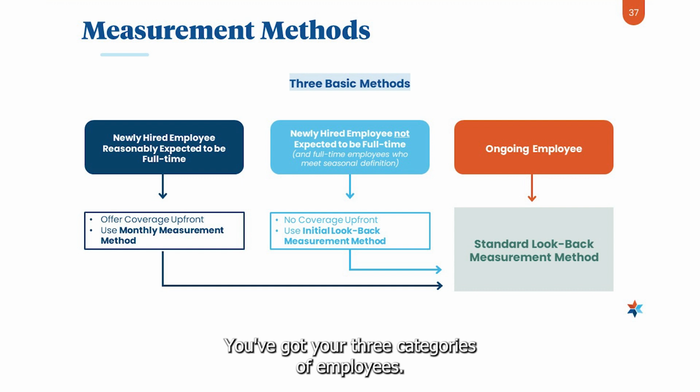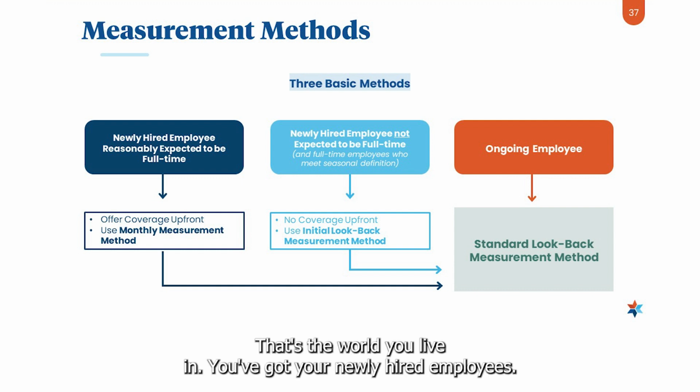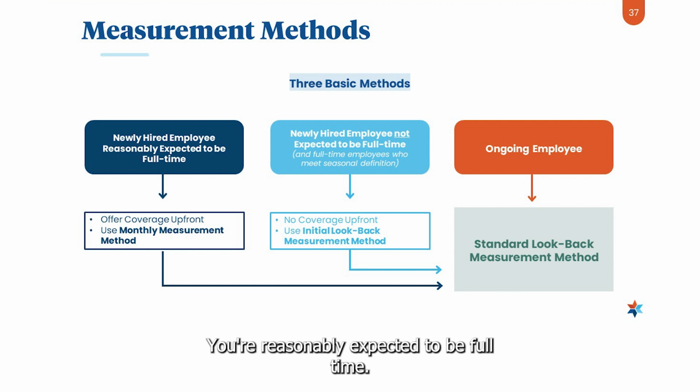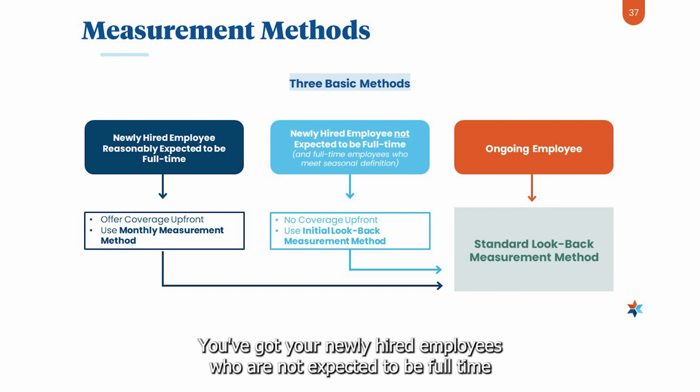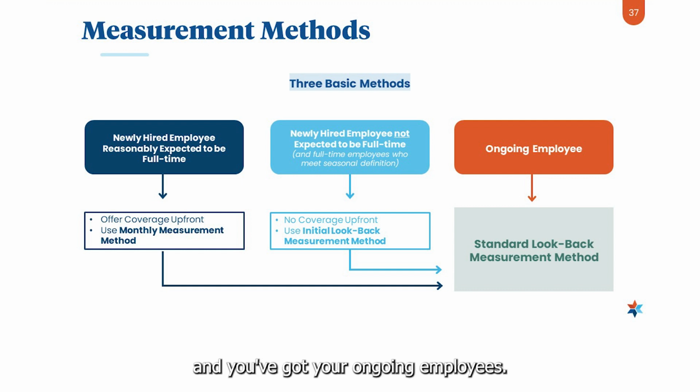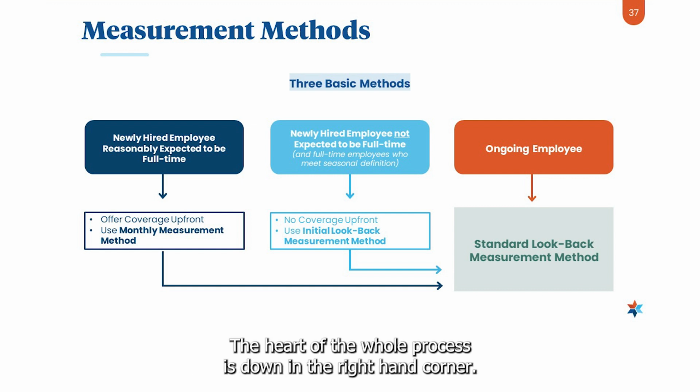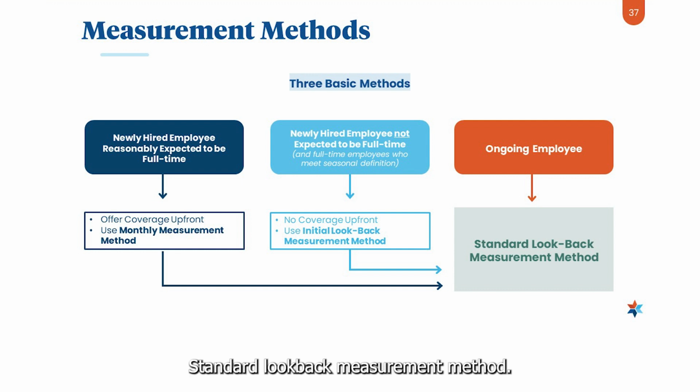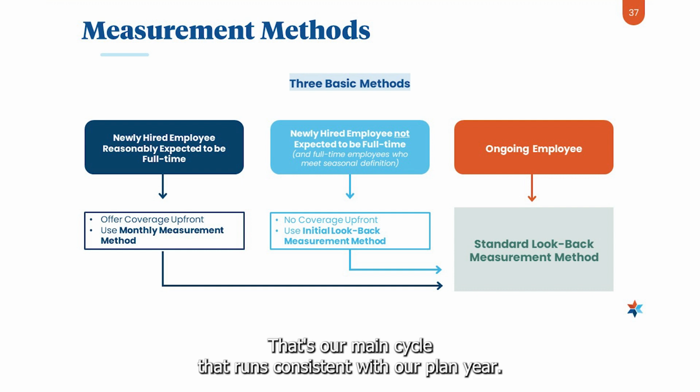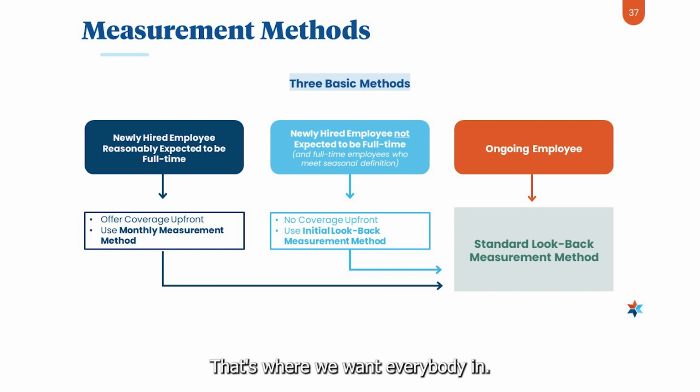You've got your 3 categories of employees. Those are your 3 buckets. That's the world you live in. You've got your newly hired employees who are reasonably expected to be full-time. You've got your newly hired employees who are not expected to be full-time, and you've got your ongoing employees. The heart of the whole process is down in the right-hand corner, standard look-back measurement method. That's where we live. That's our main cycle. That runs consistent with our plan year. That's where we want everybody in.